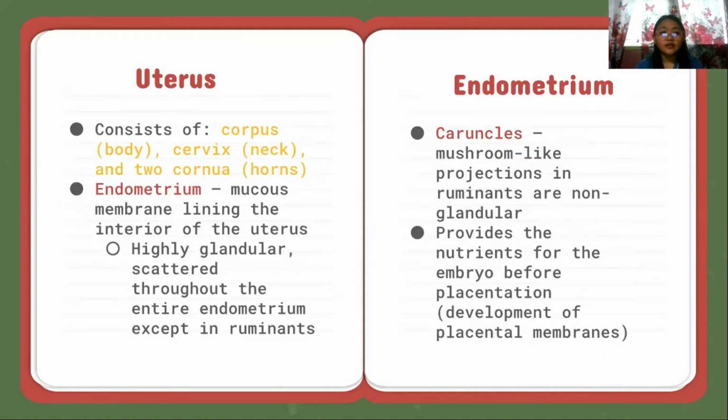The uterus consists of the corpus, or the body, the cervix, or the neck, and the two cornua, or the horns. The endometrium, the mucous membrane lining the interior of the uterus, is highly glandular, scattered throughout the entire endometrium except in ruminants. Next, in the endometrium, we have the caruncles. These are mushroom-like projections in the ruminants that are non-glandular. They provide nutrients for the embryo before placentation, or the development of the placental membrane.